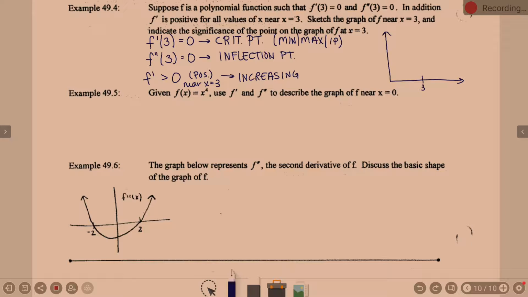Okay? So there's an inflection point at 3, which means, yeah, you're going to have a cubic because there's that point when it changes concavity. In this case, because it's increasing, it changes from concave down to concave up. If it was decreasing, it'd be changing concavity the other way. And what's the significance of the point on the graph at x equals 3? That is an inflection point.